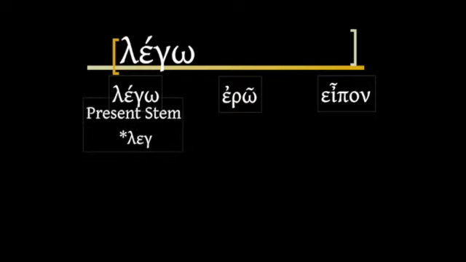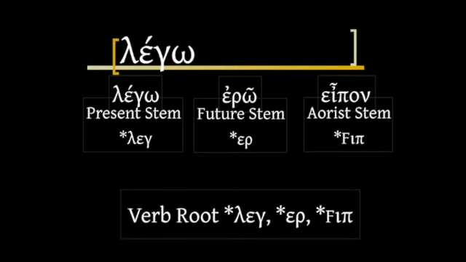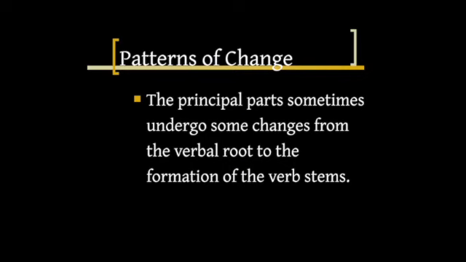And so the stem for the present tense is leg. The future stem is er. And the aorist stem is ep, or eip. And so this is one where the verb root changes. And so it's a particularly irregular verb. And so something to be mindful of as you think through this. And so patterns of changes. The principal part sometimes undergoes some changes from the verbal root to the formation of the verb.